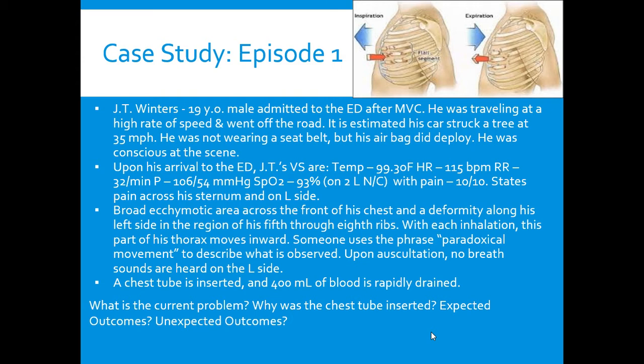All right, so the answers. What is the current problem? It's the hemothorax, the presence of blood in the pleural space. Why was the chest tube inserted? Chest tube placement is indicated if a pneumothorax or hemothorax occurs as a result of chest trauma. The chest tube helps to drain blood from the pleural space. It will also facilitate breathing and help with adequate oxygenation.